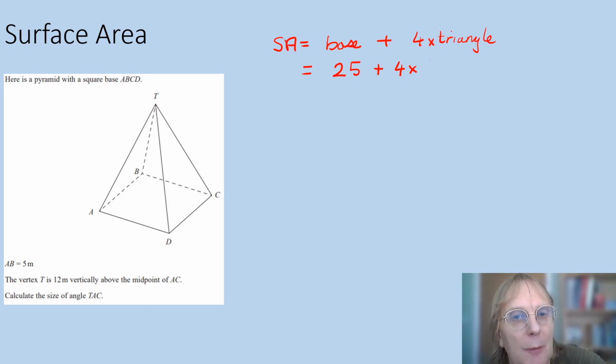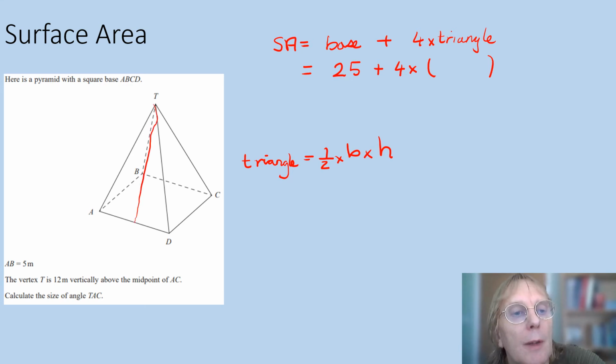I need to work this out. So in order to work this out, because I don't know what the area of the triangle is, if we want to get the area of the triangle, it is going to be a half times base times the height. We all know that. Half times the base, well, it's half times 5, but I need the height. I need this sloping height. I need from there down to there. Okay, so from T down to the midpoint of AD.